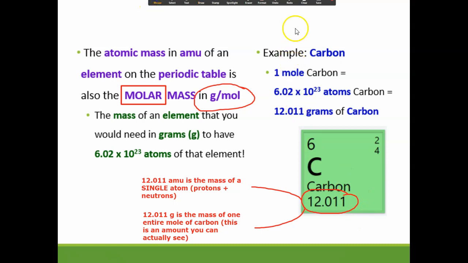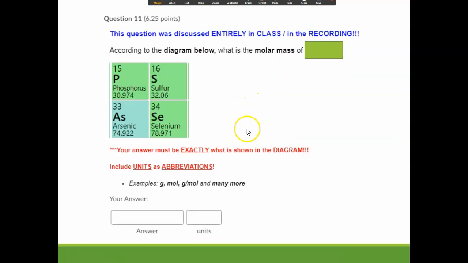So at this point, you should be able to do the next problem. Let's go ahead and take a look at this. According to the diagram below, what is the molar mass of blank? And everybody, again, will have a different question.